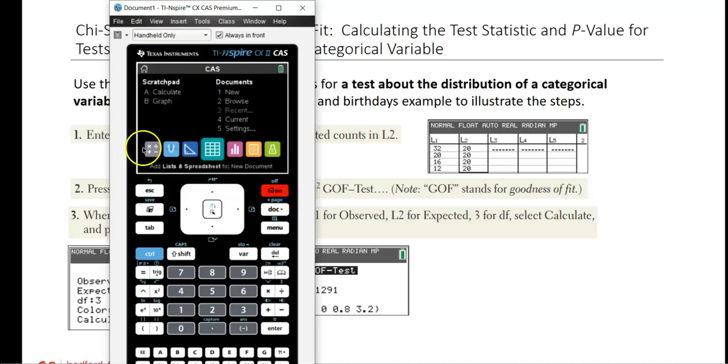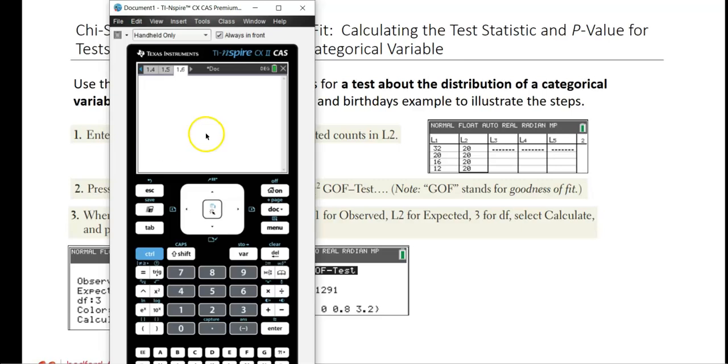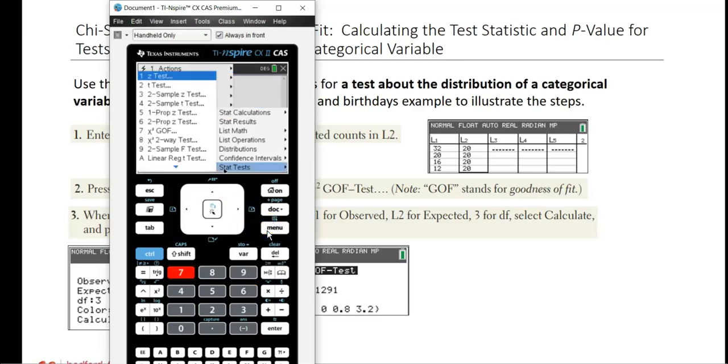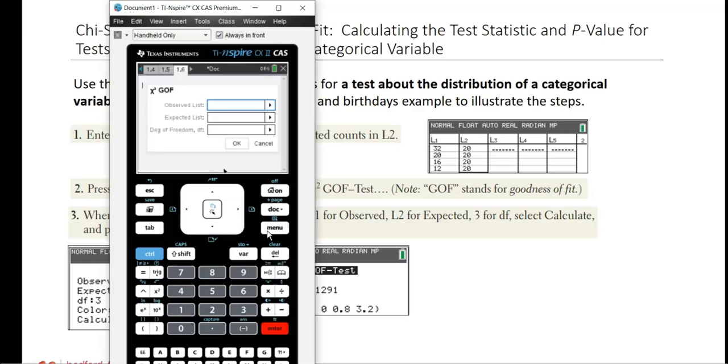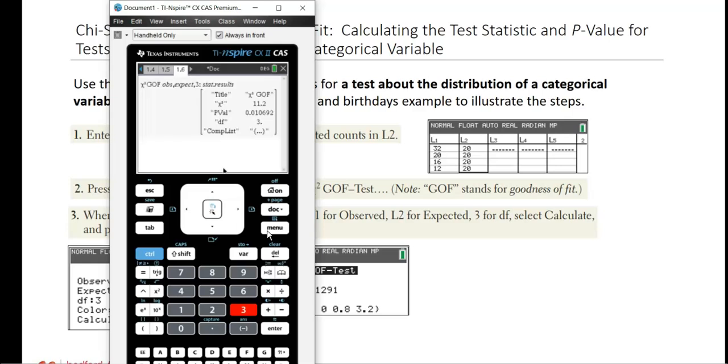I like to add a calculator page. So let's see where it is. Menu 6, got to be 7 where the tests are, and there's a chi-squared GOF, that stands for goodness of fit. And so the observed list, oh, so nice to just say observed. Expected. Degrees of freedom is number of categories 4 minus 1 is 3. Should do the whole thing for us. So you have to show the p-value and the chi-squared value. I also recommend highly the degrees of freedom.